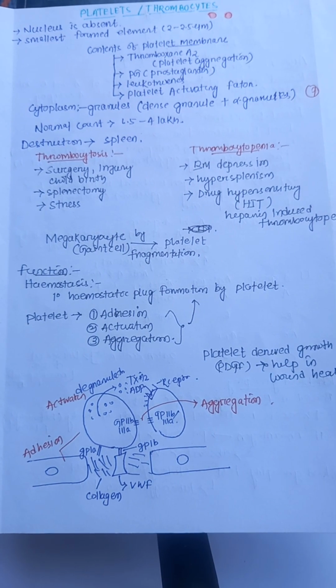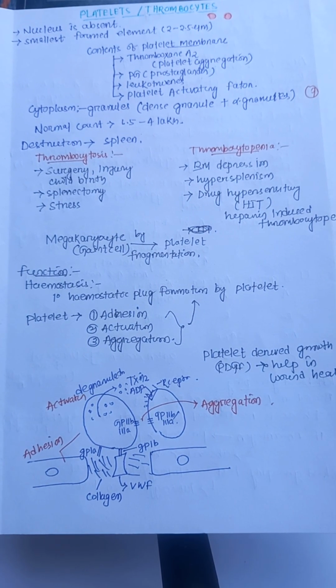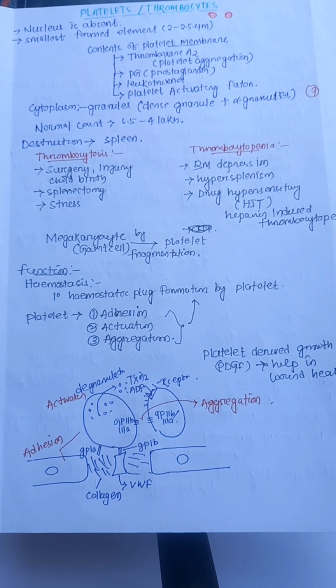The next one is platelets, the thrombocytes. Nucleus is absent. Remember one thing: platelet does not have any nucleus. Okay, memorize this, as they mostly ask it in the viva: does platelet contain a nucleus or not? And this is the smallest formed element, with a size of 2 to 2.5 micrometers.